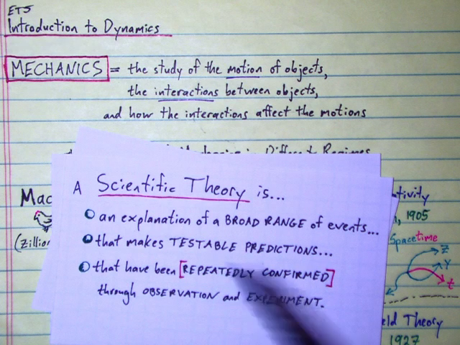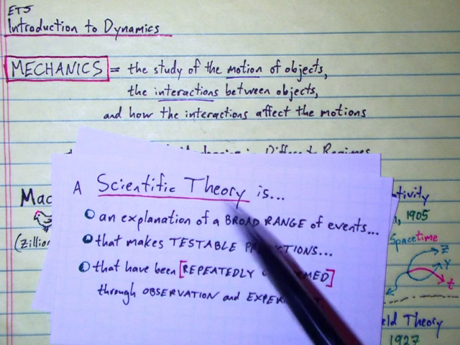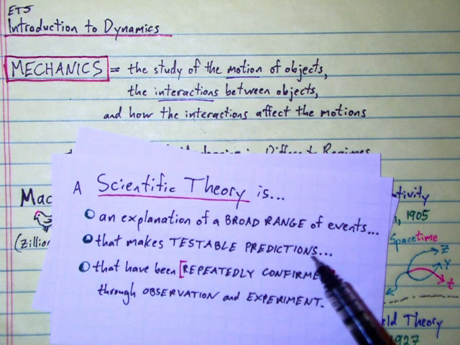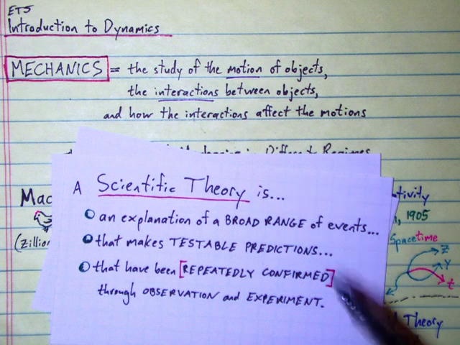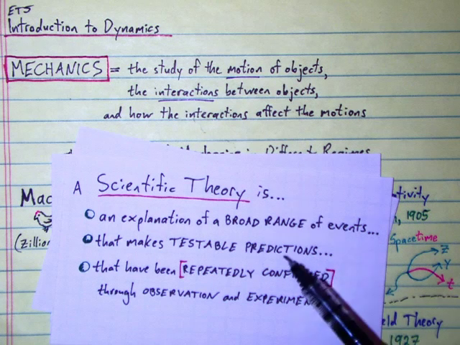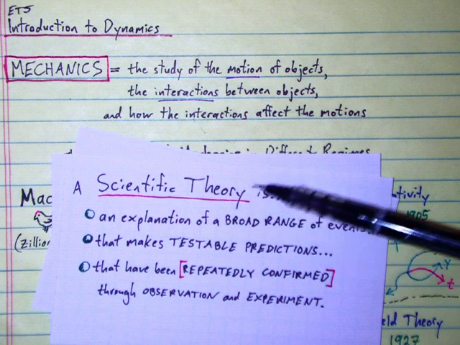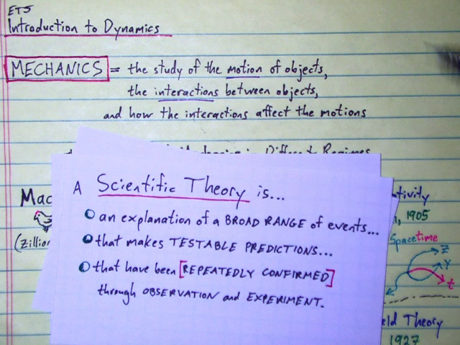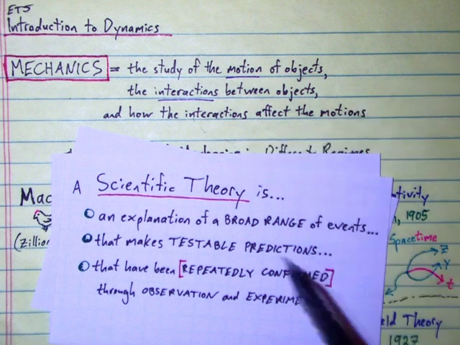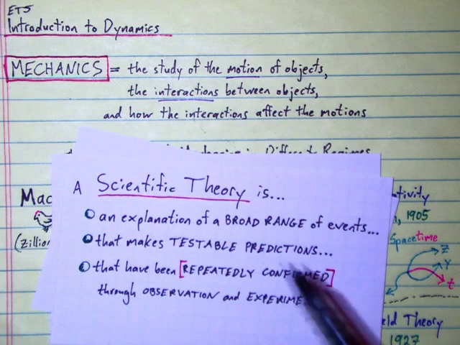So if you observe a system and the prediction that the theory makes is supported by what you observe, then the theory is supported. But if the theory makes a prediction that is contradicted by what you observe, then the theory is falsified and we have to throw it out. So for a theory to be useful, it has to make predictions that we can test.